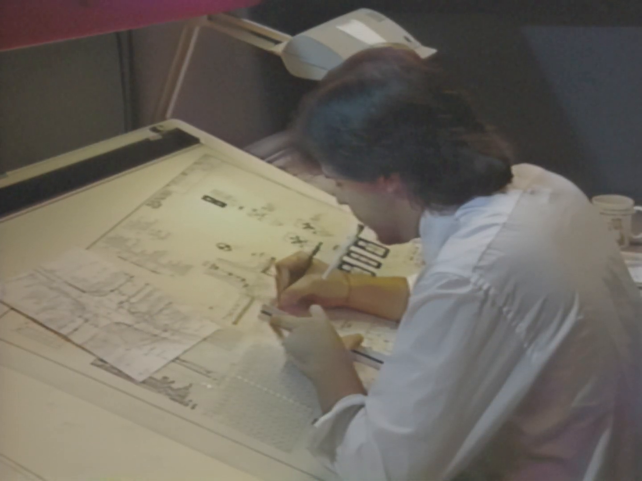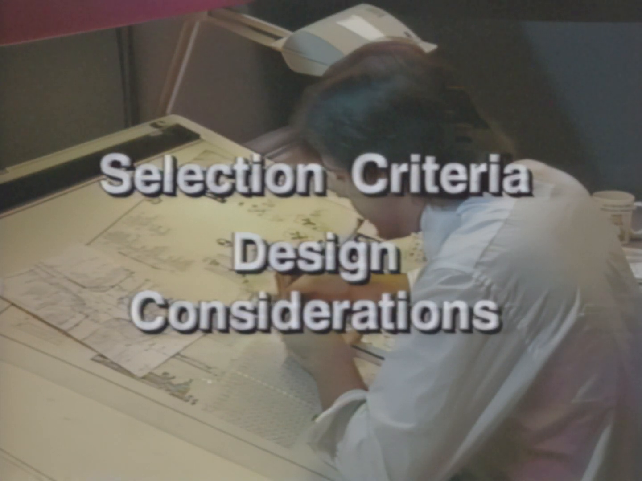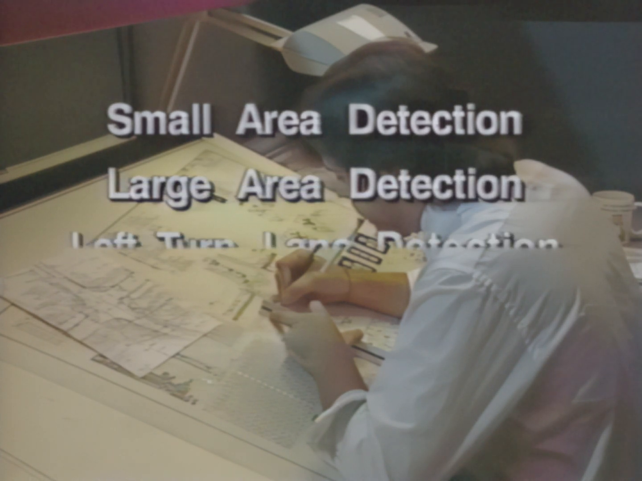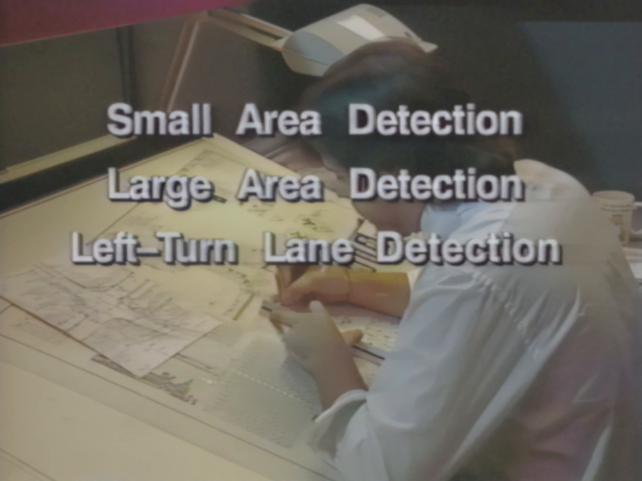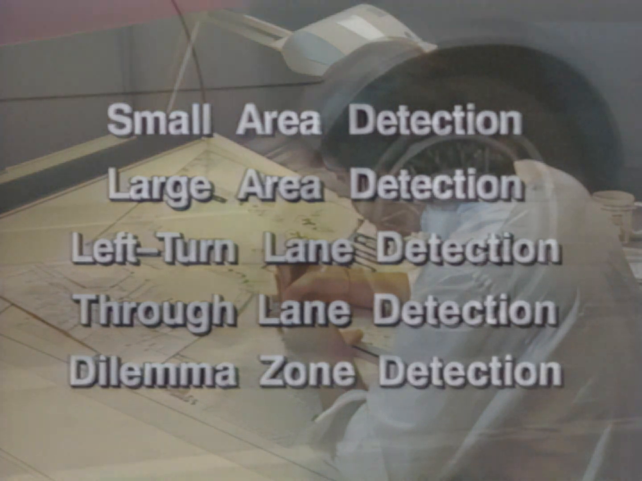During this presentation, we have discussed the selection criteria of detector design as well as the design considerations. Now, let's discuss loop detector design alternatives for small area detection, large area detection, left turn lane detection, through lane detection, and dilemma zone detection.